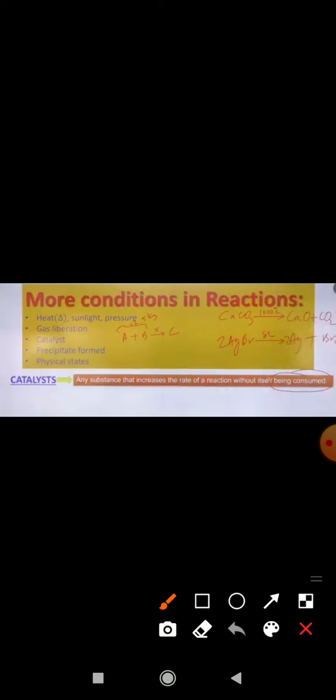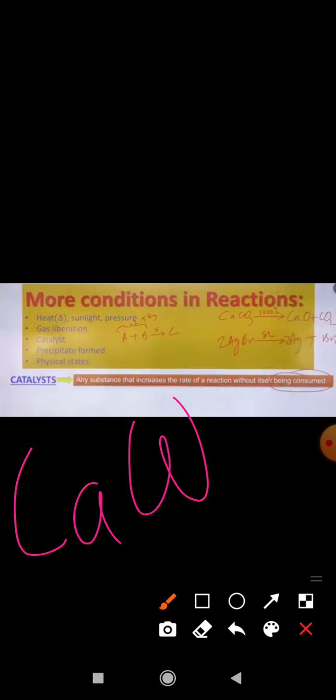But a chemical equation is an easy way to represent a chemical reaction. So, more on conditions in reactions. What are conditions? We know what a chemical reaction is, but what are the conditions of a reaction? The conditions are heat, sunlight, pressure, gas liberation, catalyst, precipitate formed, and physical states.